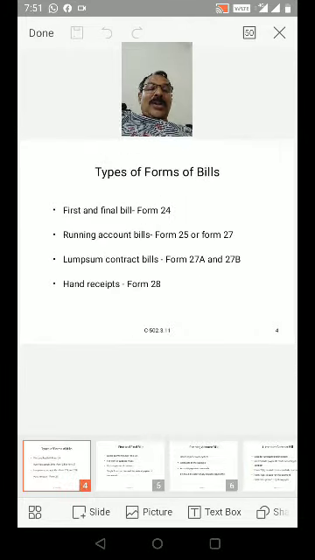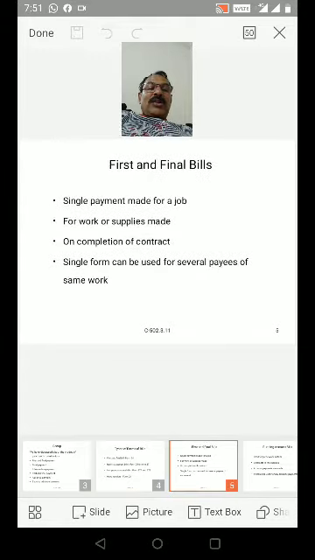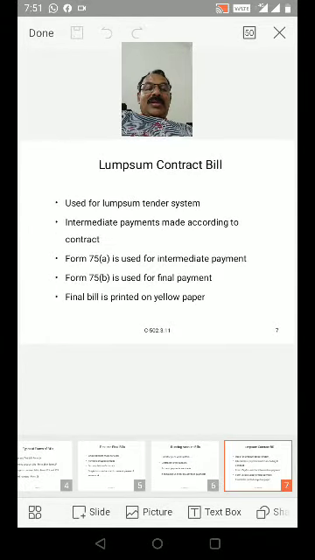Lump sum contract bill, that is form 27A and 27B. This lump sum contract bill, form 27A and 27B, it is used for lump sum tender system. On lump sum basis, the given tender system is lump sum. So used for lump sum tender system, lump sum contract bill form 27A and 27B.